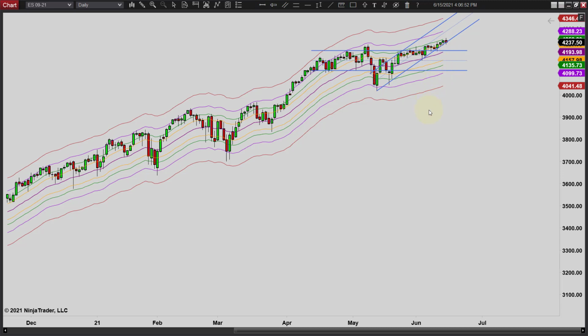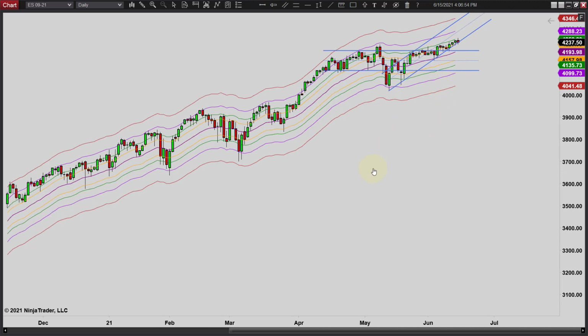Anyway, I just thought I'd give you a look at that so you can kind of get an idea. It looks like we're going higher here. We may come back again and test this, but to me it looks like we're going higher from here. So we'll just have to see. But I thought it'd be interesting to show you that.